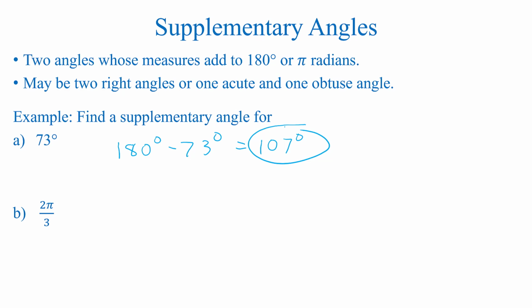If we have an angle 2 pi over 3, to find the supplementary angle, we would take pi minus 2 pi over 3, which we could write as 3 pi thirds minus 2 pi thirds, and we can see that the resulting supplementary angle is pi thirds.